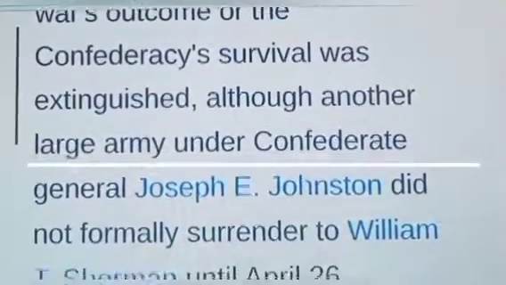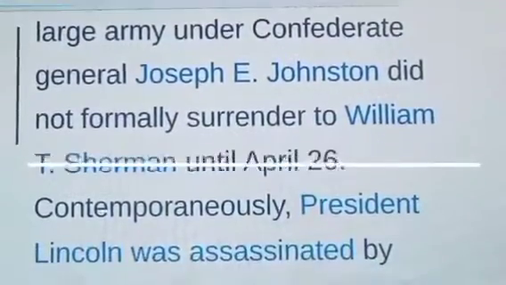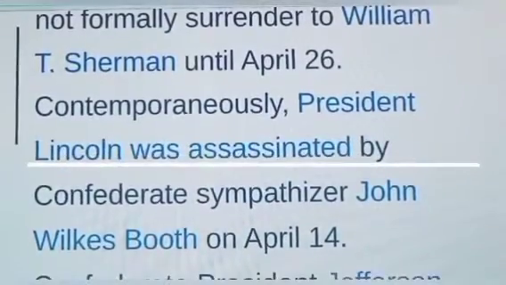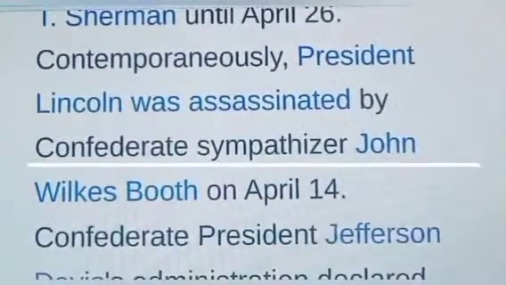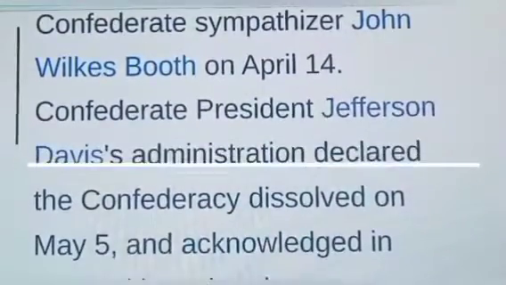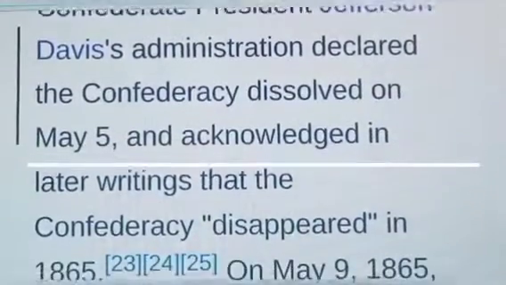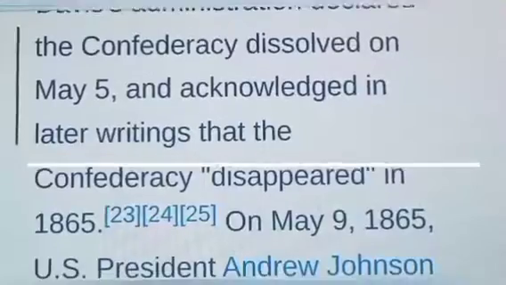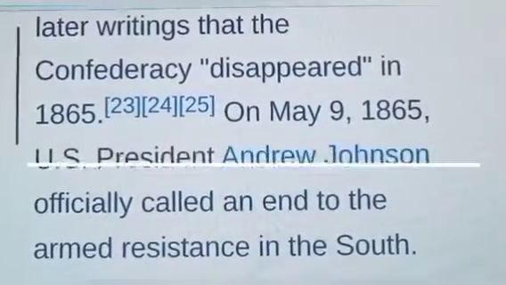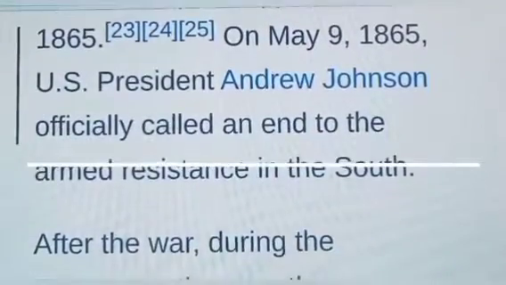extinguished. Although another large army under Confederate General Joseph E. Johnston did not formally surrender to William T. Sherman until April 26. Contemporaneously, President Lincoln was assassinated by Confederate sympathizer John Wilkes Booth on April 14th. Confederate President Jefferson Davis' administration declared the Confederacy dissolved on May 5th and acknowledged in later writings that the Confederacy disappeared in 1865. On May 9, 1865, U.S. President Andrew Johnson officially called an end to the armed resistance in the South.